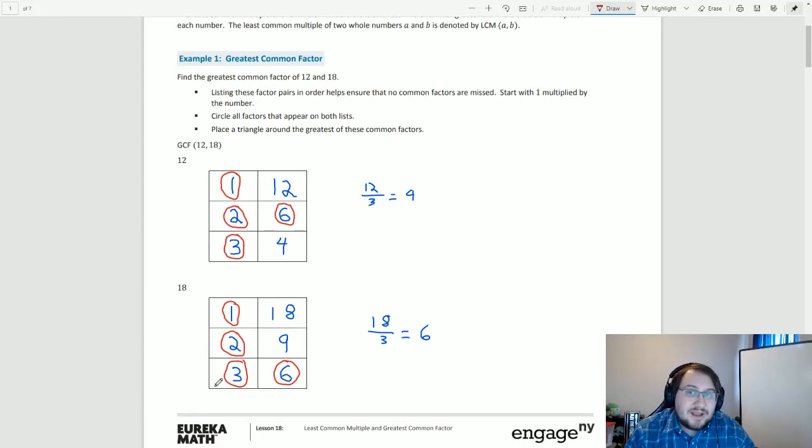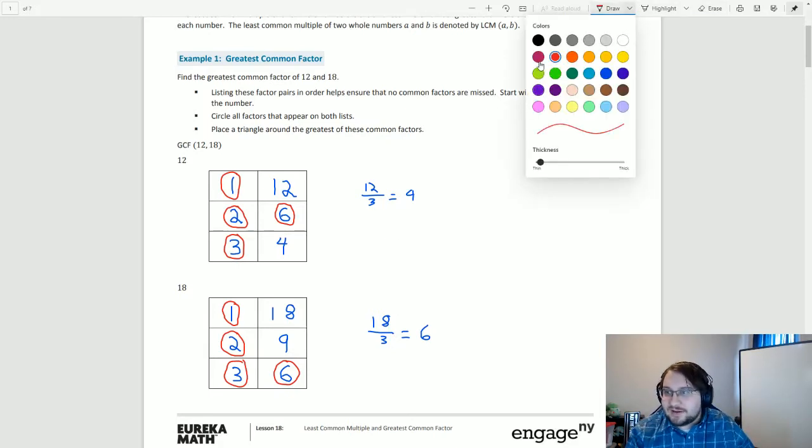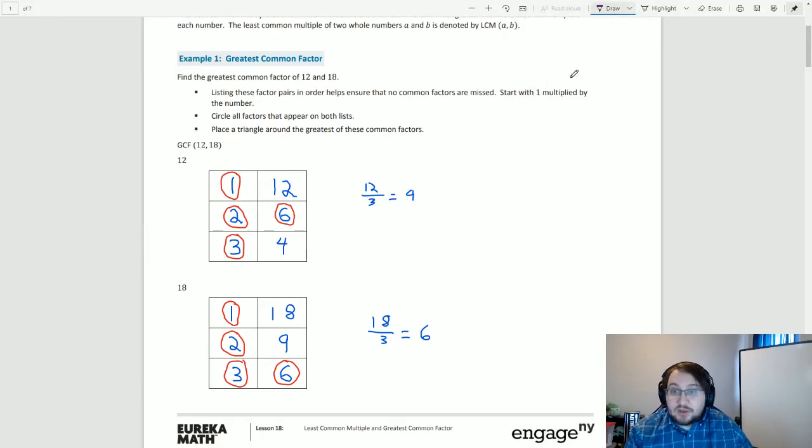Well, now what do I do? I found all of my common factors. If this question was just asking me, hey, find all of your common factors, we'd be done. But as we know, this isn't asking for the common factors. It's asking for the greatest common factor. So I need to find out which of these factors is the greatest. Lucky for us, that's pretty easy. All we have to do is find out which number is the biggest number out of all of these.